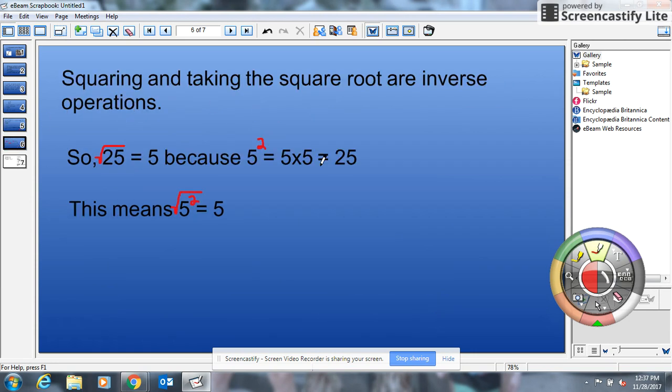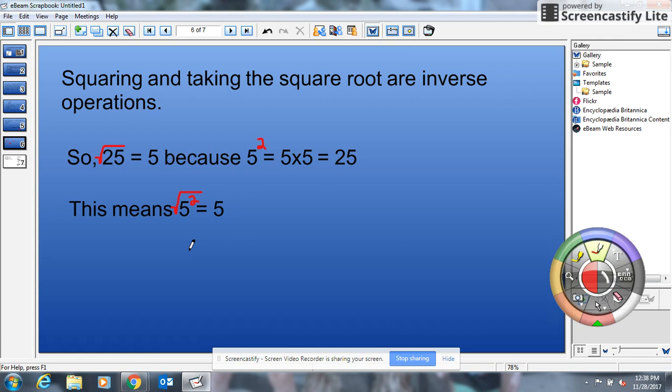So basically, when we talk about squaring a number and taking the square root, these are inverse operations. They're opposite of each other. So the square root of 25 is equal to 5 because we know that 5 squared, which is 5 times 5, is equal to 25. So the square root of 5 squared is actually equal to 5, because the square root sign and that little squared sign cancel each other out. And if they cancel each other out, all that's left is the number 5.